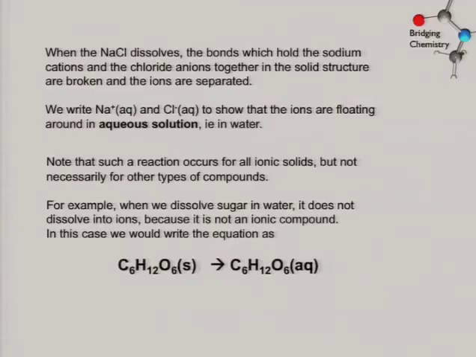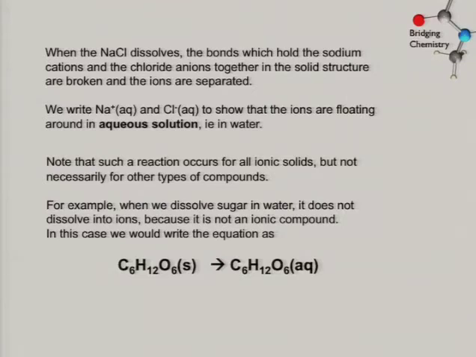So, for example, here, this is sugar again. We talked about sugar yesterday, C6H12O6. You know that if you put sugar in your tea or your coffee, then it dissolves as well. But it doesn't break up to give ions because sugar is a molecule that isn't made of cations and anions in the first place.